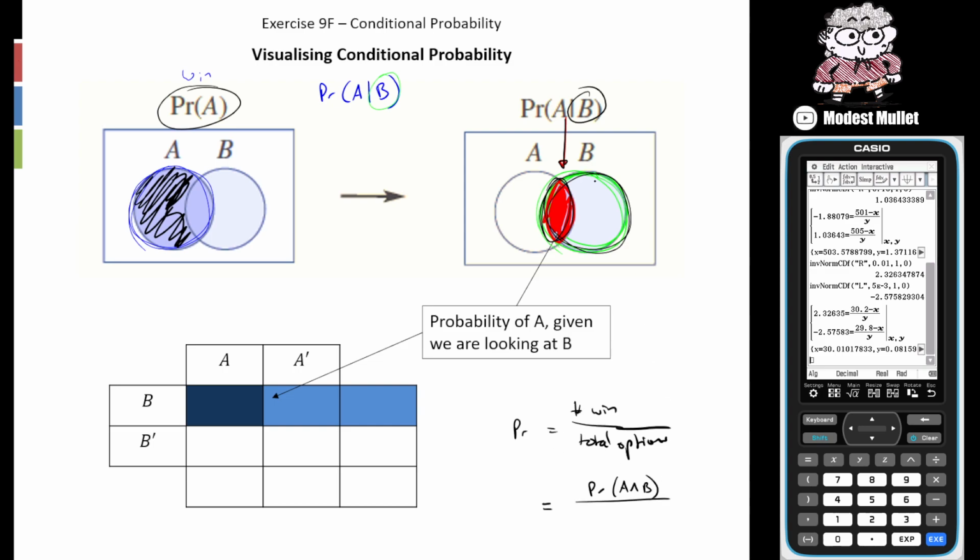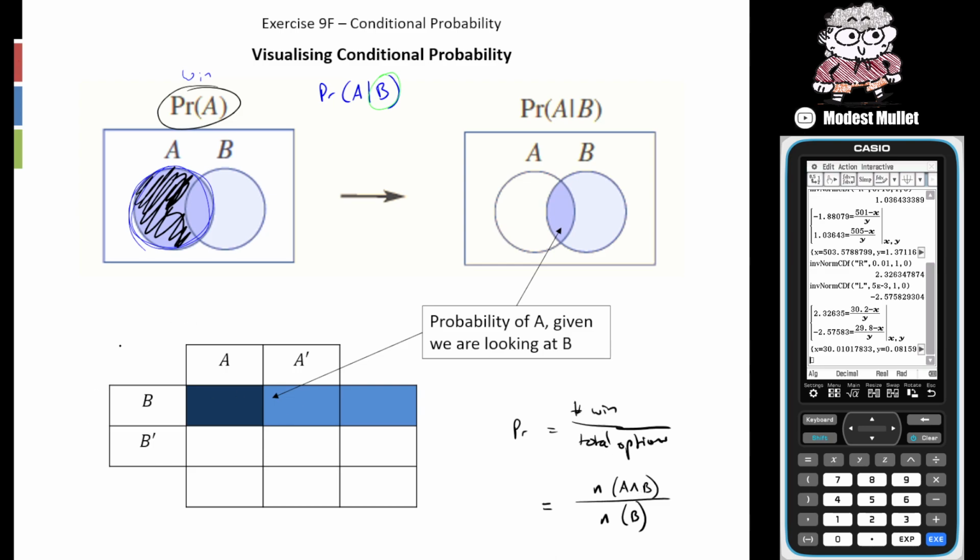And what are our total options? Well, we're told B has to have occurred, so that is our total options. Technically we could use N here, which would actually make a little bit more sense: the number of things inside A intersect B divided by the number of things inside B, because we've said B has to have occurred. That's the condition, so that's restricted our sample space down to our total options.